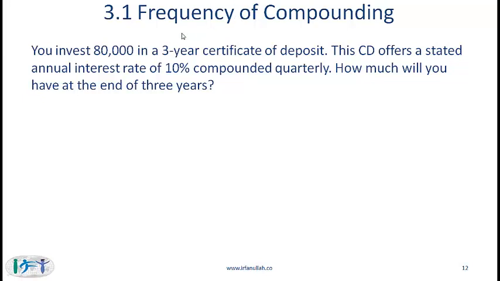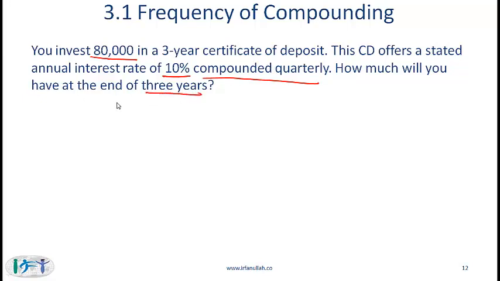We'll now talk about frequency of compounding. What we have done so far is talked about compounding once a year, but compounding of interest can happen more than once a year. Say you invest 80,000 in a 3-year CD. This CD offers a stated annual interest rate of 10%, compounded quarterly. How much will you have at the end of 3 years?